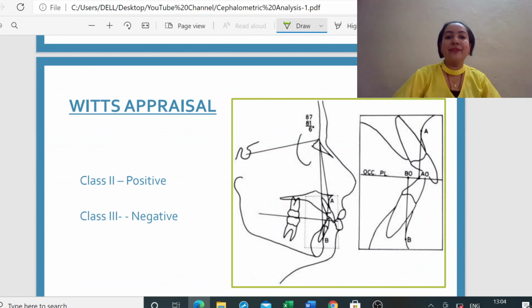Okay, so Downs gave dental and skeletal parameters, and you should know what the parameters are, how these angulations are formed, and what they mean. Basically, that is very, very important: the interpretation of each and every parameter. Okay, so that was Downs analysis for you.